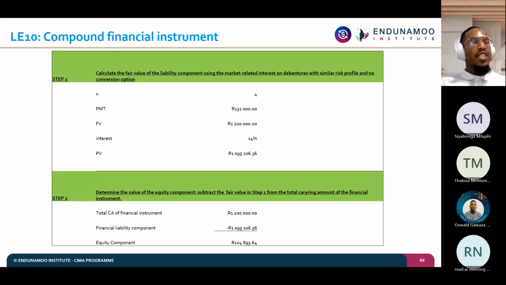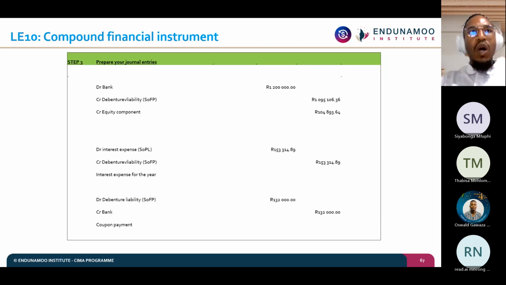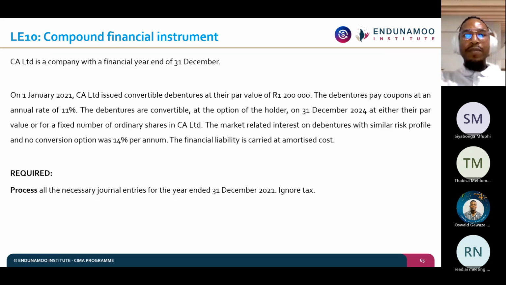That fair value then is what we subtract from the carrying amount of the financial instrument to give us the equity component. So on the 1st of January, in preparing our journal entries, we would debit the bank account with the 1.2 million that the debenture holder paid. We would then credit debenture liability in the statement of financial position with 1,095,000, and the remainder would be our equity component. The scenario told us that the financial liability is carried at amortized cost.